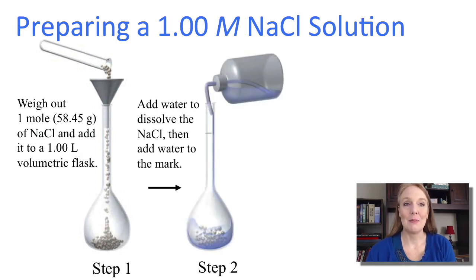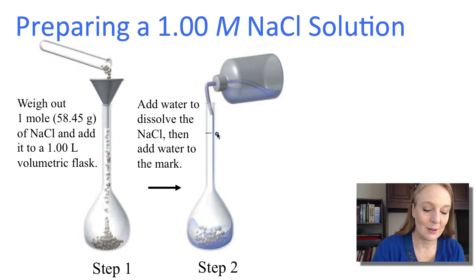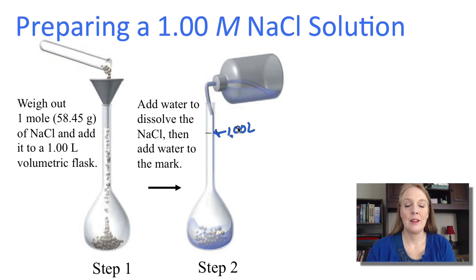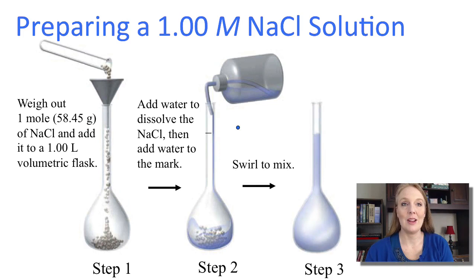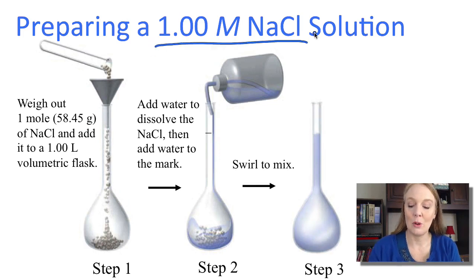In the next step, I'm going to add water to the volumetric flask up to the mark that shows 1 liter, which is right up here. Then I'll swirl the flask to mix the solute in the solvent, and I now have a very carefully prepared 1 molar solution of sodium chloride in the water.